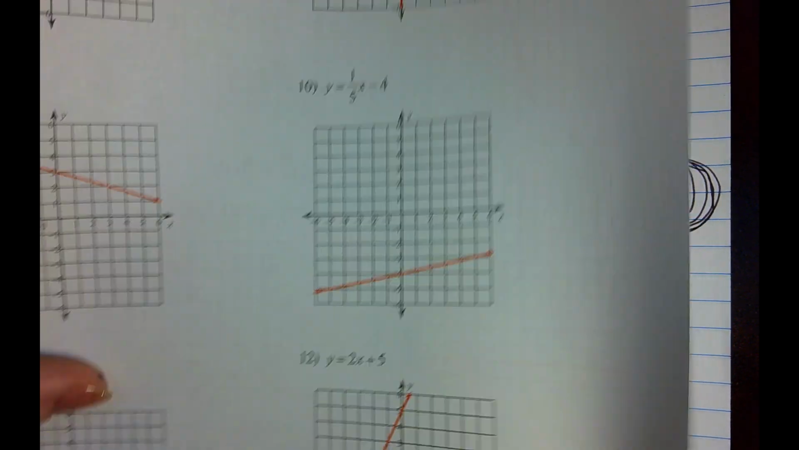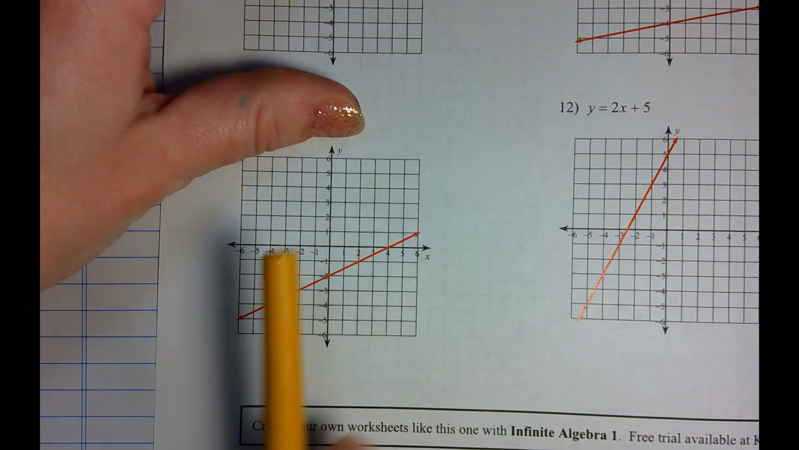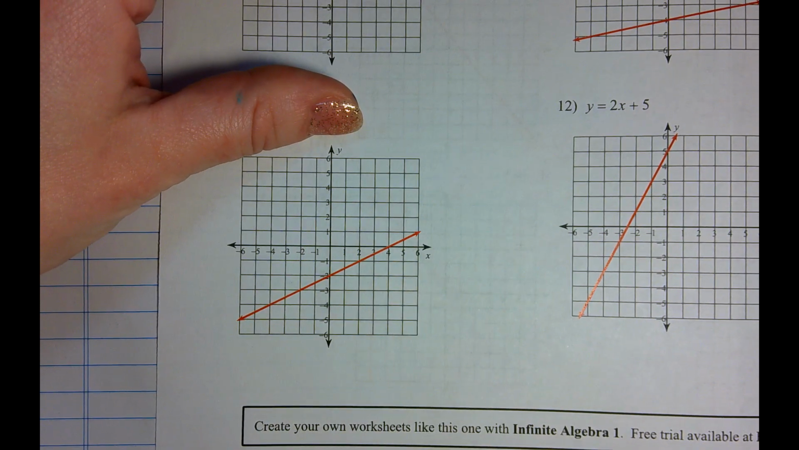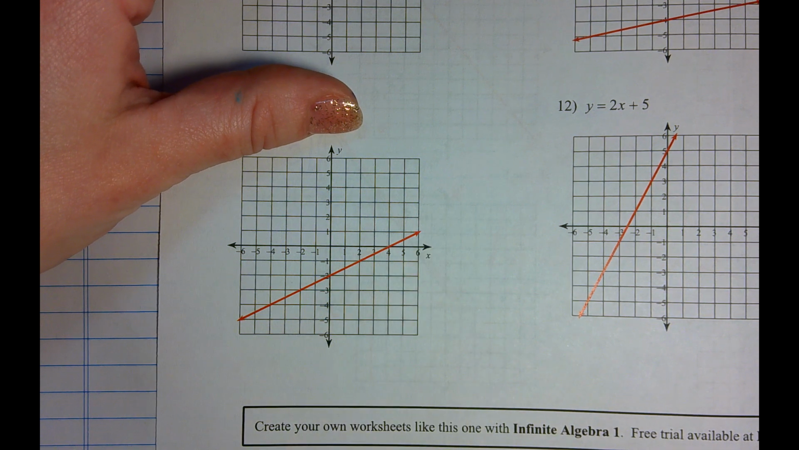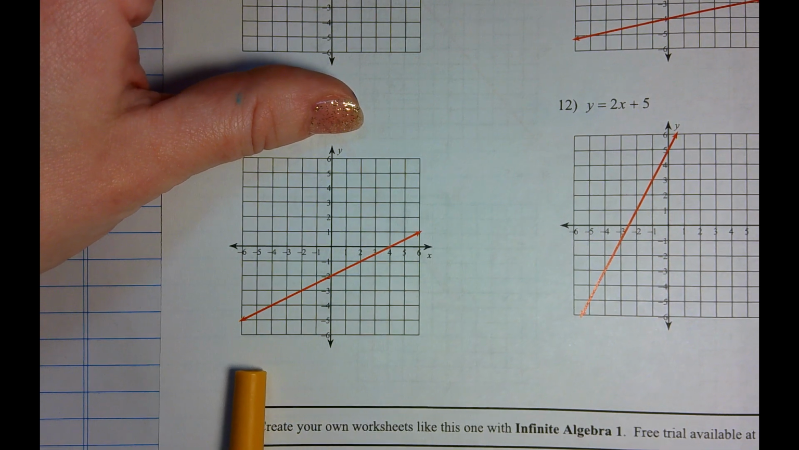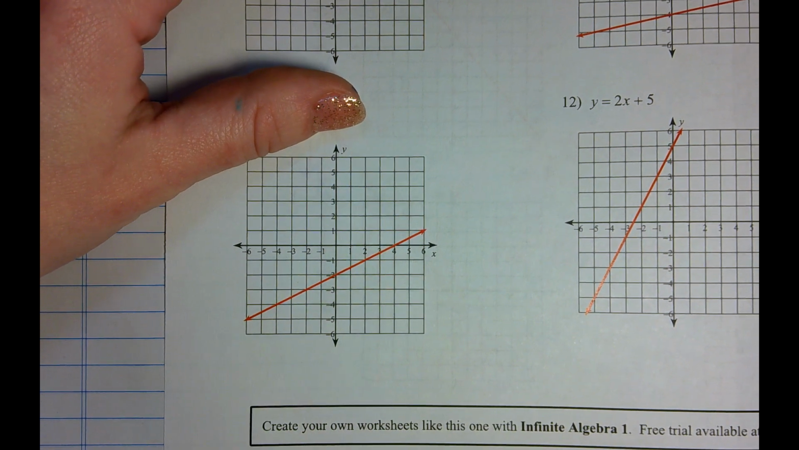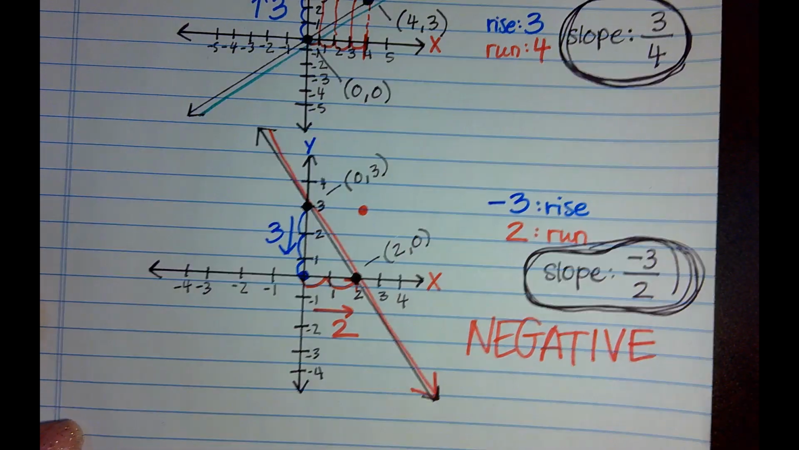Let's do one more. How about this one? Positive or negative? From left to right. Do I go up or down? Up. So positive or negative? Positive. Good. Good, good, good.